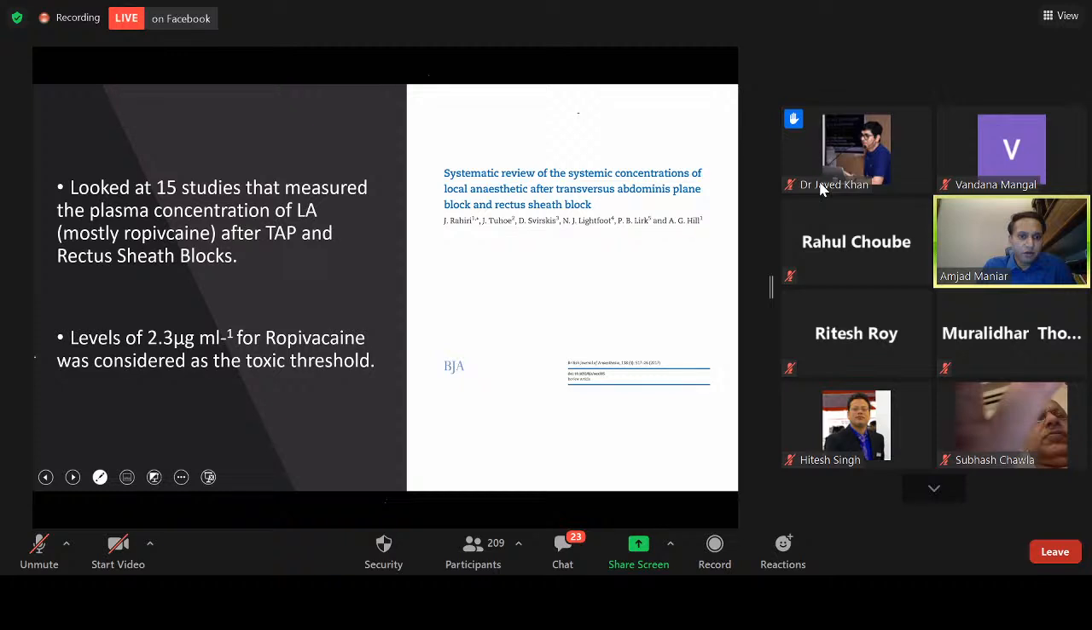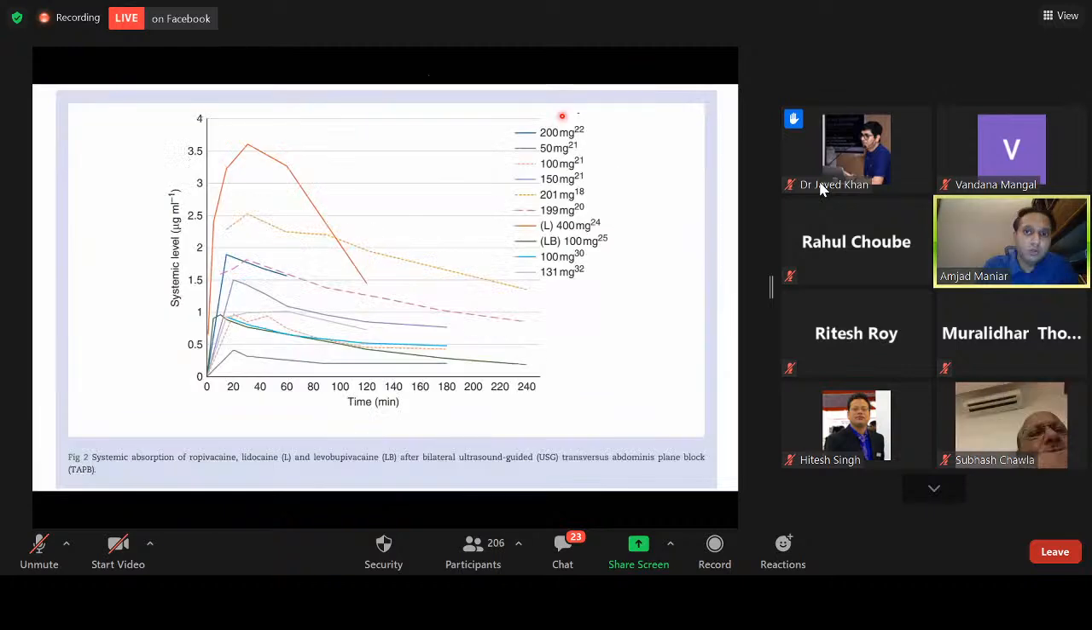Now, they took 2.3 micrograms per ml as the toxic threshold for CNS symptoms. And these were the various doses that they used, 200 milligrams, 50 milligrams. There were two studies which used levobupivacaine and lignocaine. So we'll just ignore that. That's the one lignocaine one that you see up there. But if you keep 2.3 as the cutoff, you'll find that in some cases, the intravascular absorption of local anesthetic after a TAP block comes very close to systemic toxic levels. Though none of these manifested as clinical toxicity, the plasma levels seem to reach that high a level.